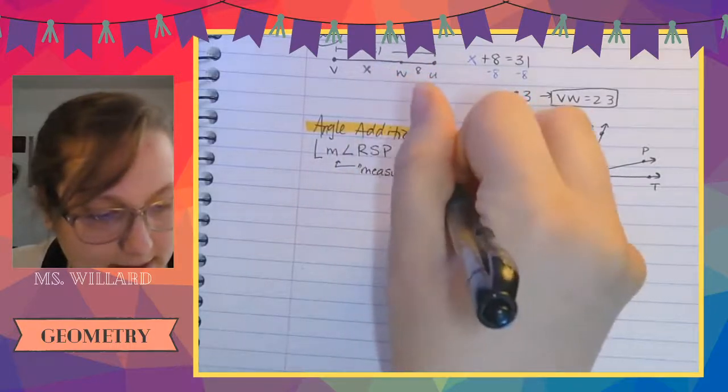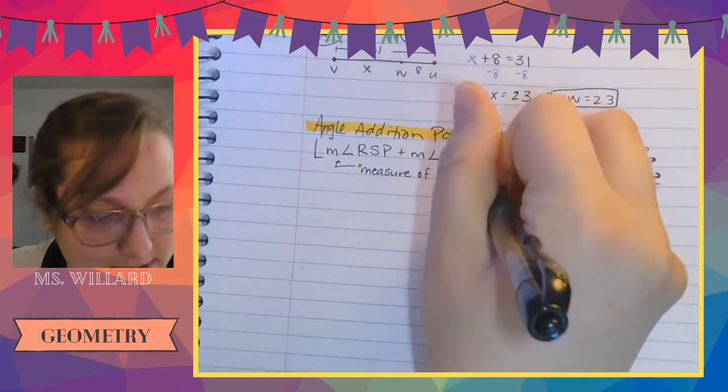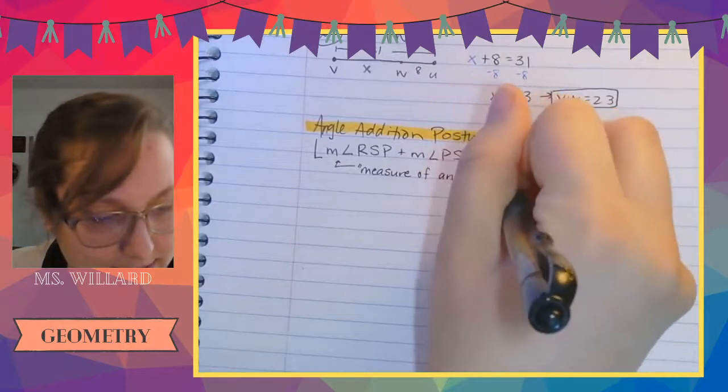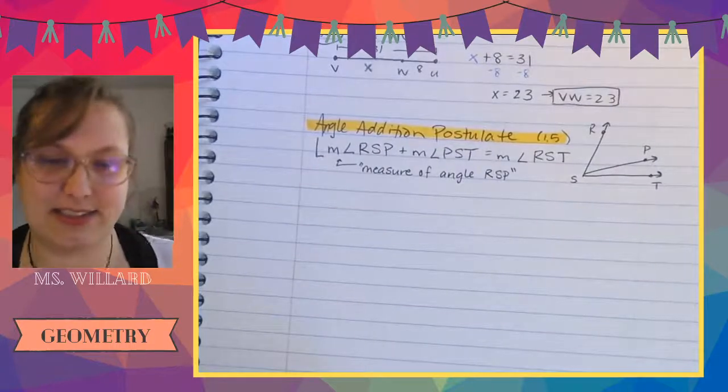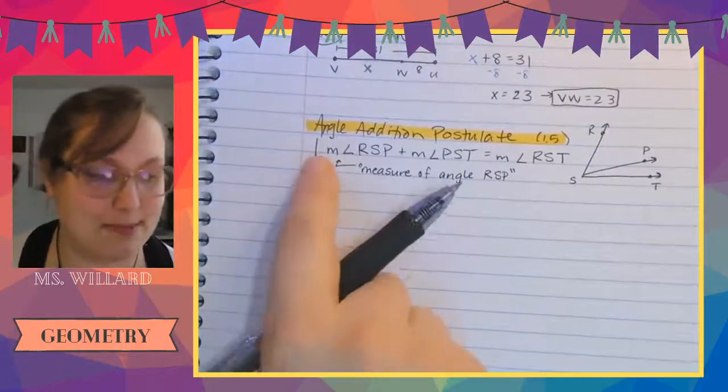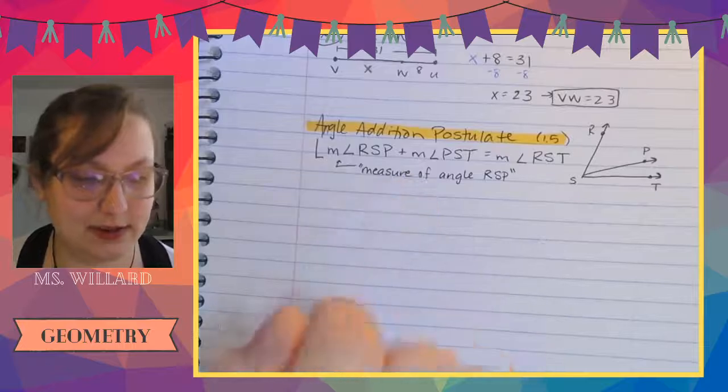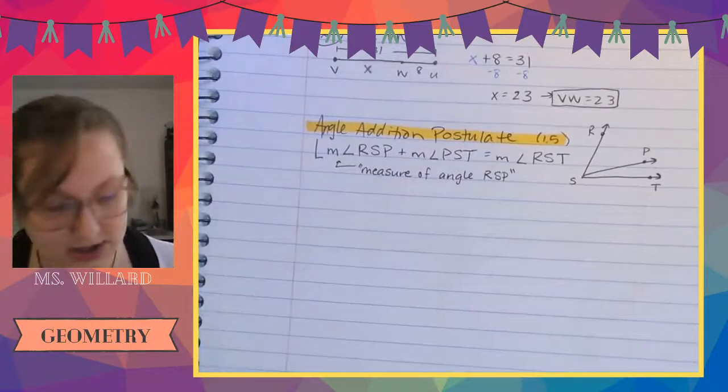And then this is specifically the measure of angle RSP. That's how I say it out loud. It's the measure of the angle. It's not the angle itself, because the angle just sort of exists, but the measure of the angle. So let's color code again.